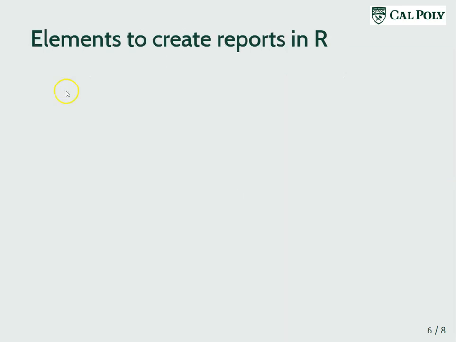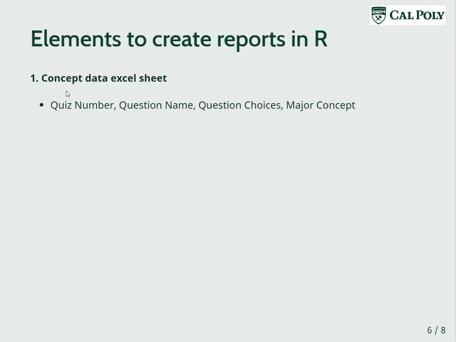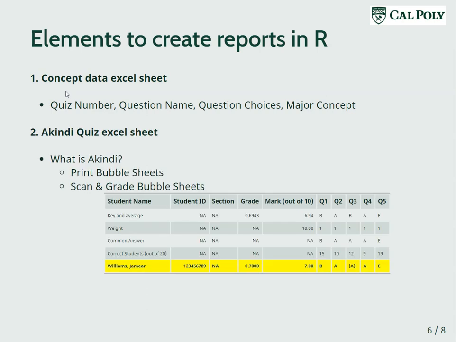So what is required to create these reports in R is first a concept data Excel sheet that includes the quiz number, question name, question choices, as well as the major concepts, so that we can report back to the students which areas they are missing. A second aspect would be the Akindi quiz Excel sheet.